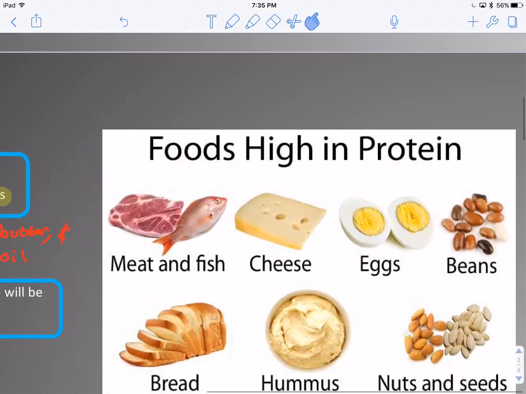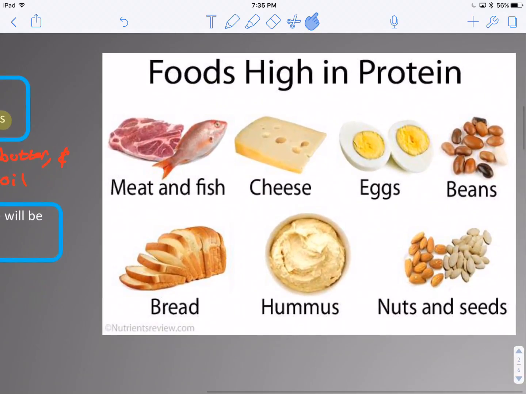And if you look over here, we have a whole list of foods that are high in protein, some that you wouldn't really think of. The big one that I want to focus on is the meat and fish. When I ask you for an example of what could possibly be a protein, I want you to be able to say, oh, it must be meat and fish. And even eggs and beans, those can all count. But we're going to think of cheese more as dairy and bread more as carbohydrates. So meat and fish, eggs and beans, those are all good.